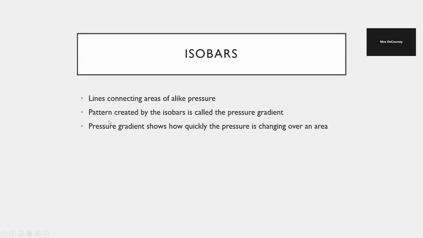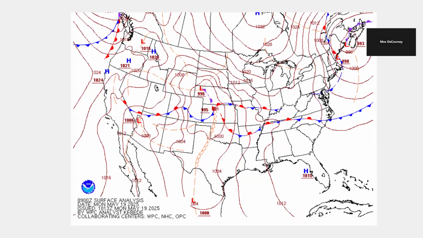Isobars. Isobars are lines connecting areas of like pressures. The pattern created by the isobars is called the pressure gradient. The pressure gradient shows how quickly the pressure is changing over an area. You'll see here, these red lines are isobars, and these numbers next to them show what that isobar is. So 995 is this area in here. All this area contained inside this line is a pressure of 995 millibars.